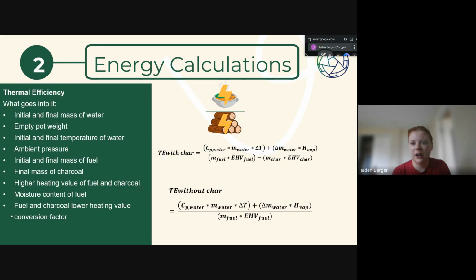Our wood is obviously not 0% moisture content, so we have to factor in our moisture content. And we also have to figure out this lower heating value conversion factor, which is going to be dependent on the elemental analysis of your wood. You can sometimes find this in literature. There's a standard value that we use for wood. If you're using other fuels, you may have to do some literature search or do an elemental analysis, and there are calculations for how to do that in the ISO standard.